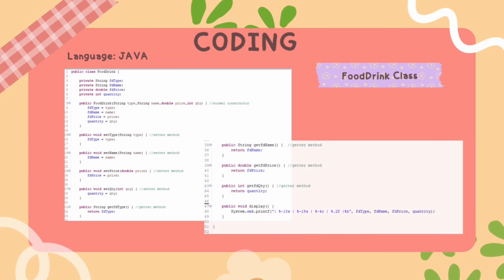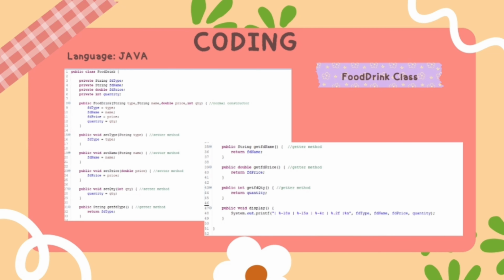Coding part, Java. The first one is the FoodDrink class. In this class, it contains private String foodType, private String foodPrice, and private int quantity. Then, we create the normal constructor for the class. We also create the setter and getter methods for all variables in this class. Public void display will be used when the method is called in the main class.